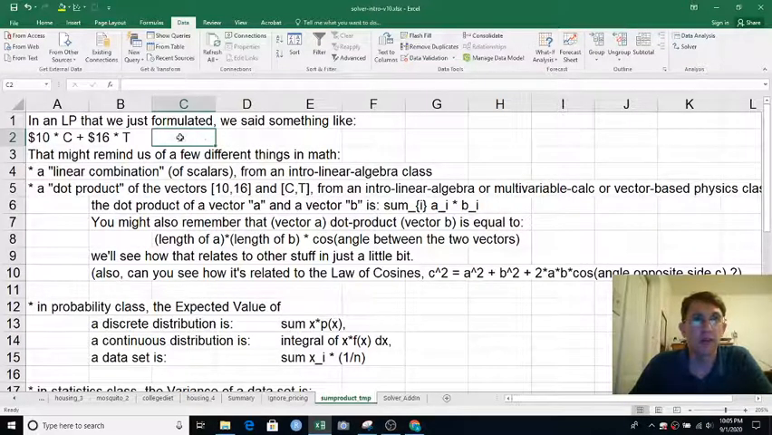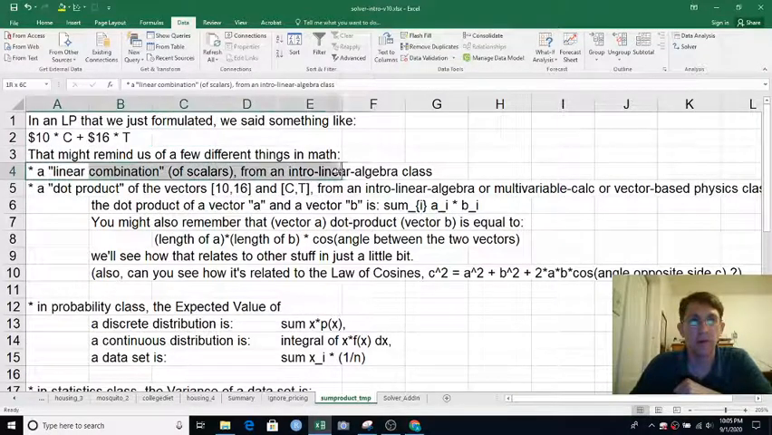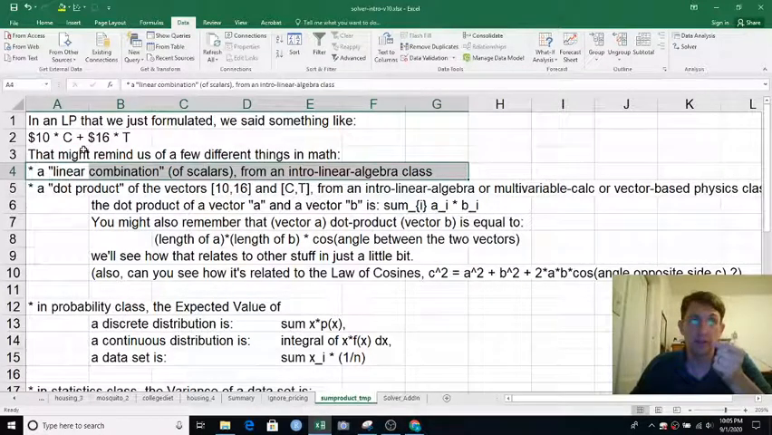We were just doing a linear program and we ended up with an objective function that said $10 per chair times the number of chairs plus $16 per table times the number of tables. And that kind of multiplying and adding is related to a bunch of different interesting things in math. So you might remember it as doing a linear combination from an intro linear algebra class. In this case, it's a linear combination of scalars rather than like scalar times vector plus scalar times vector. We'll be doing stuff like that too, but we're going to just keep it simple for now.